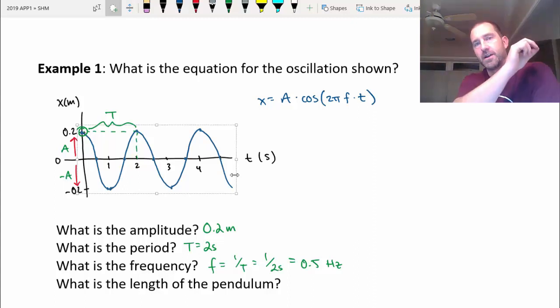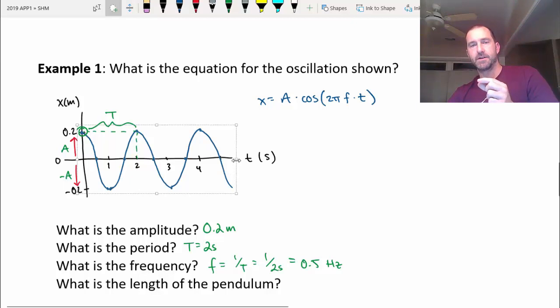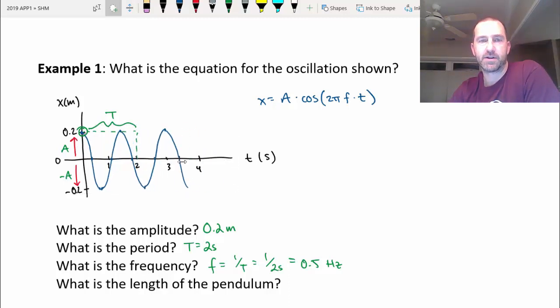So in 1 second you go over to there, 1 more second you come back, 2 seconds for a complete cycle. But if I have something that has a shorter period, then if you just look at the graph, how squished together or spread apart are those waves? If you have a shorter period, the wave's going to be squished together quite a bit.